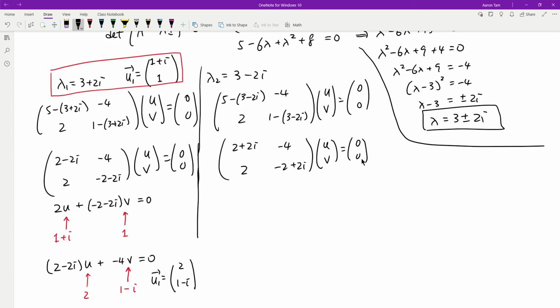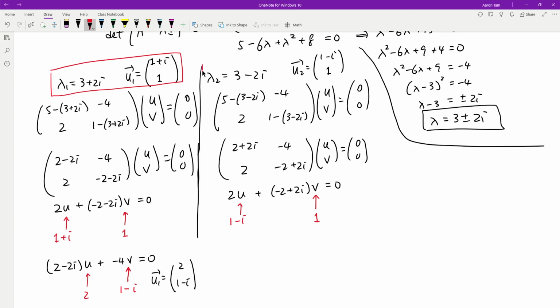So once again, I'm going to say it's easier to use the bottom equation, because the bottom equation is 2u plus negative 2 plus 2i times v equal to 0. So once again, if I let v equal to 1, I can let u equal to negative 1 plus i. Oh, actually 1 minus i, so that way we're balancing out. Okay, so it becomes 2 minus 2i plus negative 2 plus 2i, so we cancel out to 0. There you go. So therefore, my vector u2, in this case, is 1 minus i, 1.